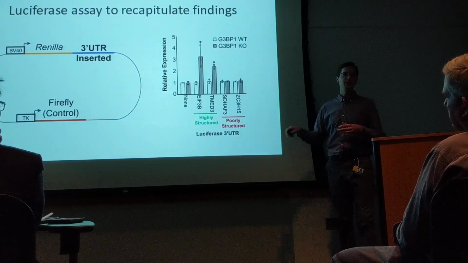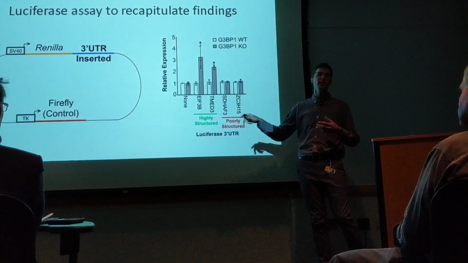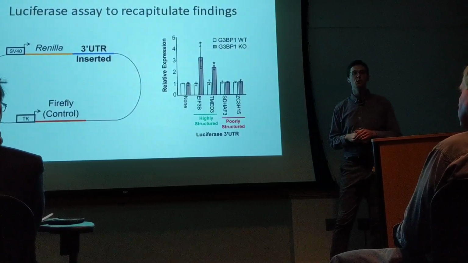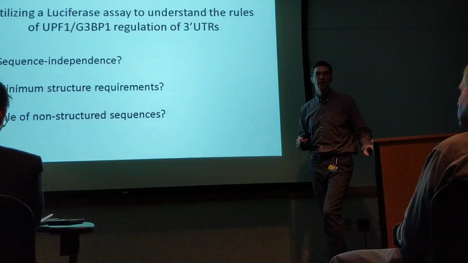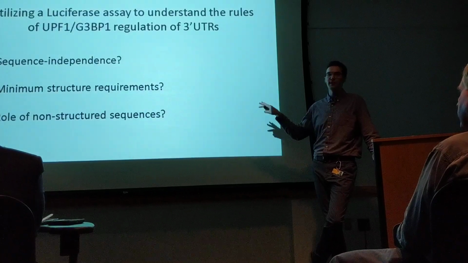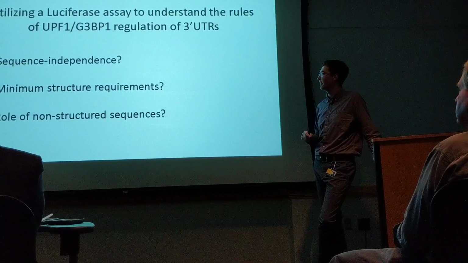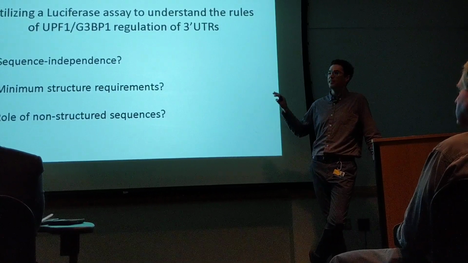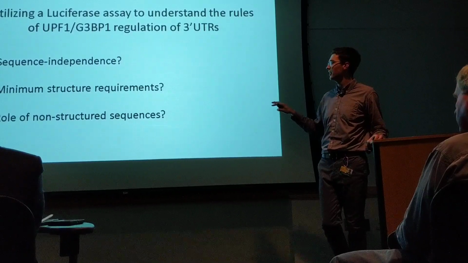This system now also gives me a great way to manipulate these 3' UTRs. Plasmids are very easy to manipulate. We can put whatever we want in there and ask some good questions with this assay. So the 3 that I'm going to talk about today are: first, is this sequence independent? Is it the sequence that's facilitating this degradation, or is it the overall structure, as we thought? And then the other question is, if it is structure, can I identify the minimal unit required for this regulation?